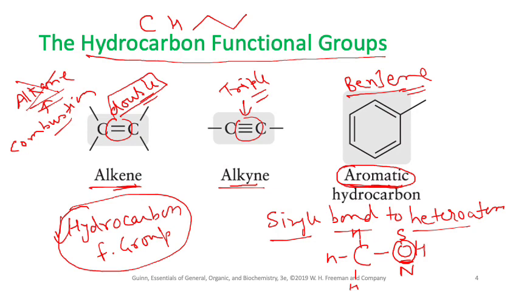Any hydrocarbon that has an aromatic ring attached to it might show similar physical as well as chemical properties, because the base unit is the same, which is an aromatic ring. So make sure you remember all these 3 types of functional groups present in a hydrocarbon.